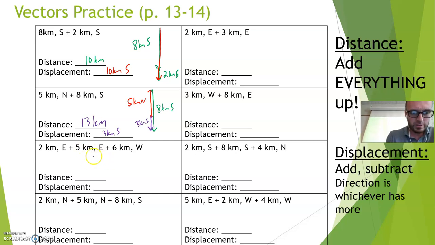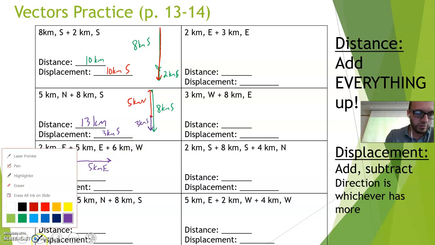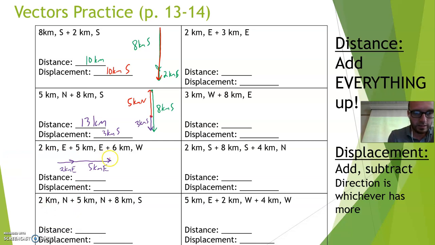We got 2 kilometers east. So we're going to go 2 kilometers east. We're going to label that 2 kilometers east. And then we're going to go another 5 kilometers east. But then we're going to come back because we're going west now. So we're going to go 6 kilometers west. Notice how I'm trying to draw everything to scale. If you don't know what that means, use a ruler and you'll see how these work.